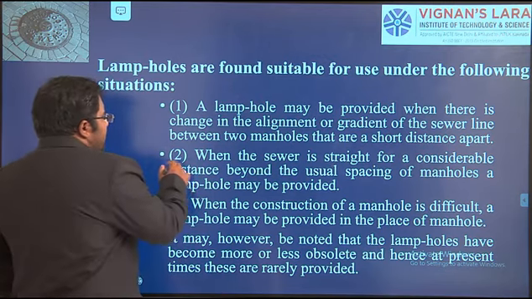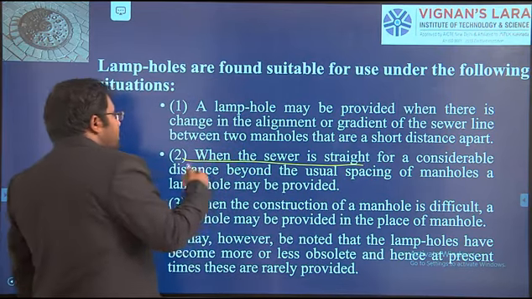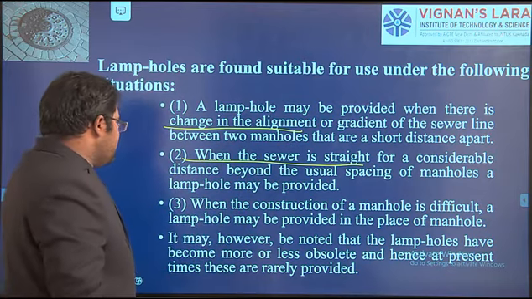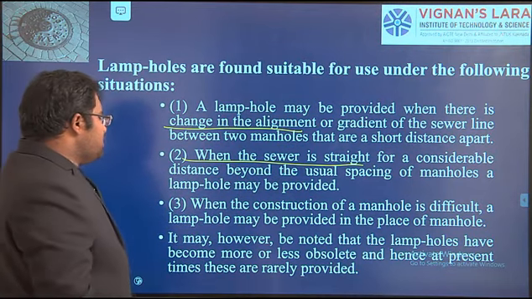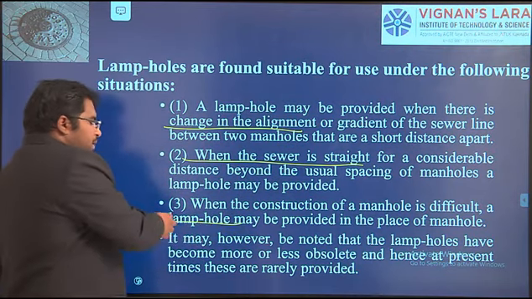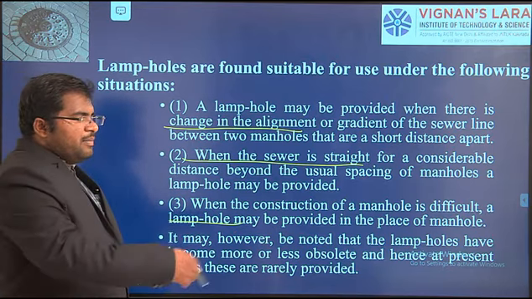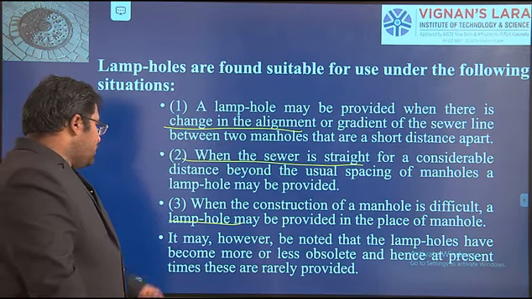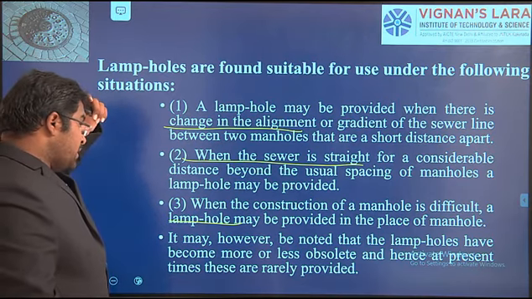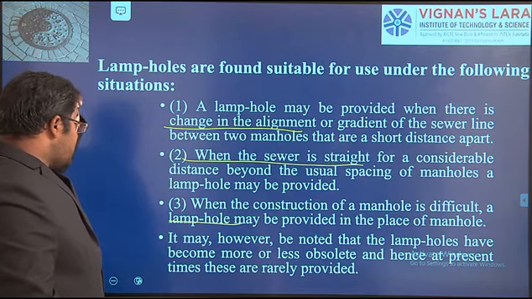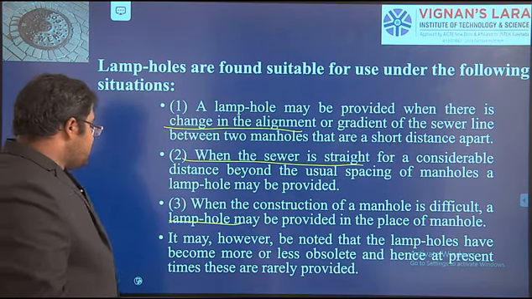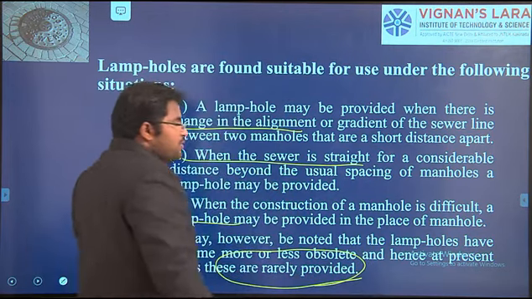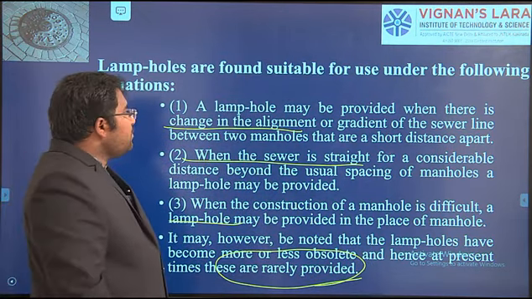If it is a very lengthy sewer line, we can provide it. Whenever a change in alignment is permitted, we will also provide it. The third case is when the construction of a manhole is difficult; a lamp hole may be provided. A manhole requires a very large area, but a lamp hole requires a very small area. It may, however, be noted that lamp holes have become more or less obsolete, and hence at present they are rarely provided. These days we are not using them, but they are rarely provided.